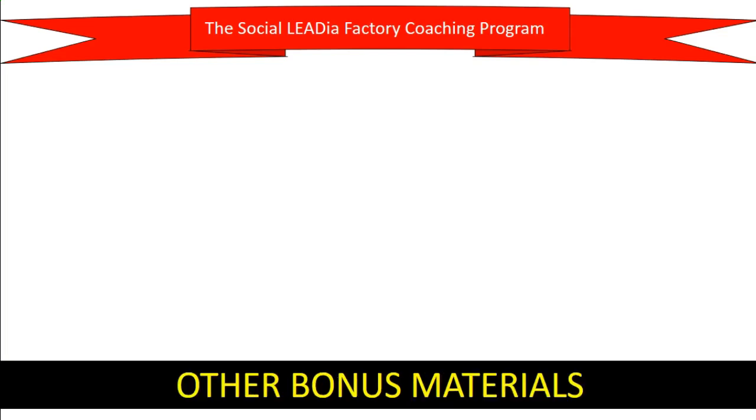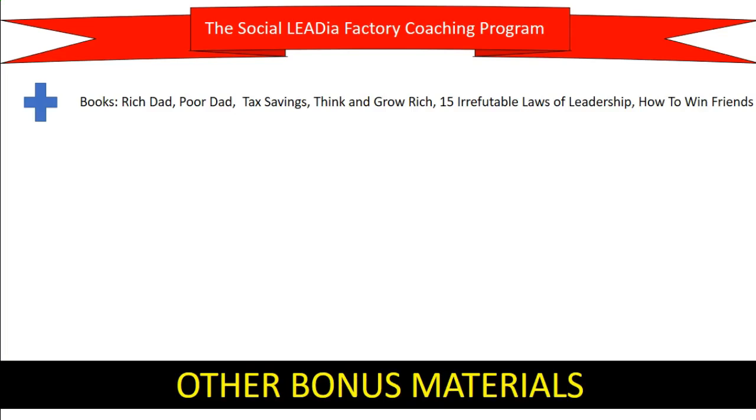All right. So some other bonus material. We're going to send you some books: Rich Dad Poor Dad and Tax Savings, Think and Grow Rich, the 15 Irrefutable Laws of Leadership, and How to Win Friends. You're going to get at least 4 books from us that are going to help you in this process, because some people already have these books. So, we have a whole onslaught of books that we have access to, and we're going to send them out to you.